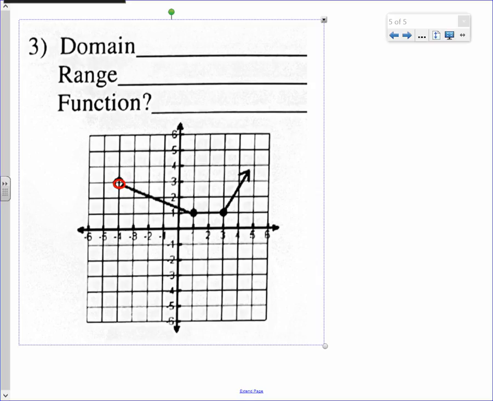So notice this function, it starts at anything bigger than -4 and then stops at 1. It's not defined at all in between 1 and 3. In other words, there's nothing x can be between 1 and 3, but then it kicks in at 3 and it goes on forever. The arrow means it goes on forever.